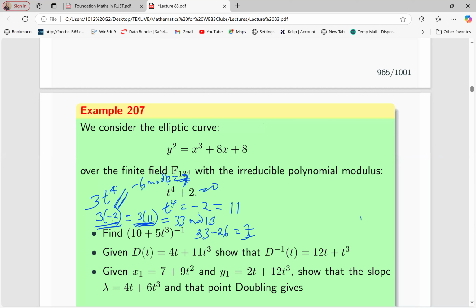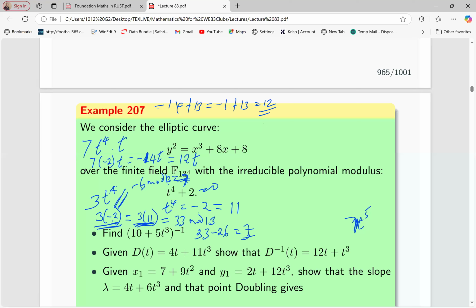What about if you have t raised to 5? Supposing you multiply and got 7t^5. So t^5 will be the same as t^4 times t. That means this will be the same as 7 times -2t, which is -14t. And this is negative, so when you make it positive, the answer here will be 12t. Just -14 plus 13 gives -1, then again add 13, that gives you 12. So you add until you get a positive number.